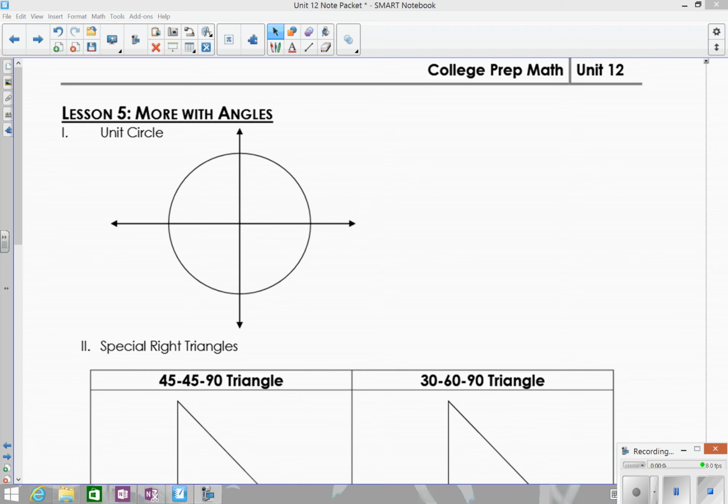In this lesson, we're going to look at more with finding exact angle measures, and looking at angles that are bigger than 90 degrees. So there's a couple of things that we have to look at, and the first thing is the unit circle.